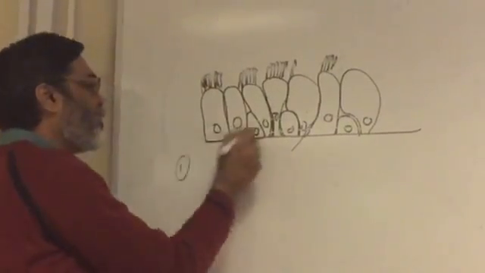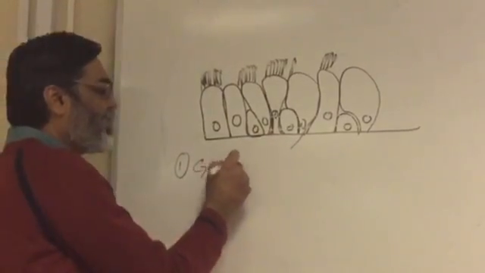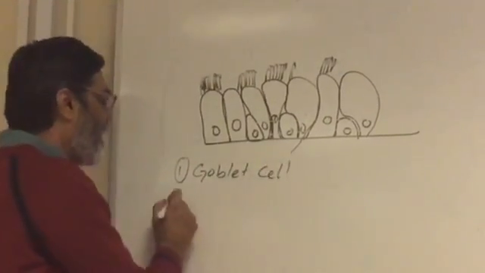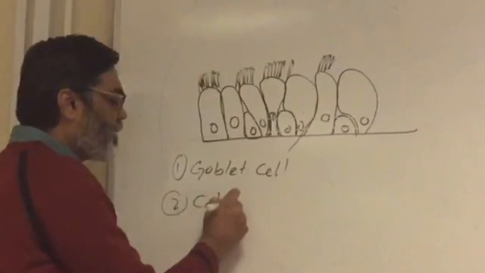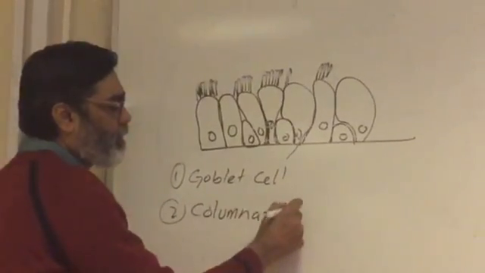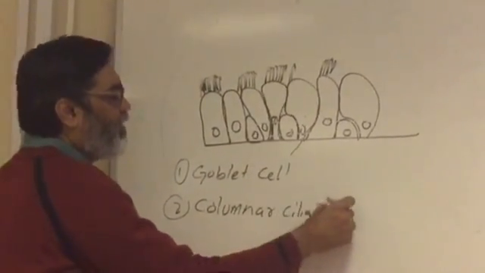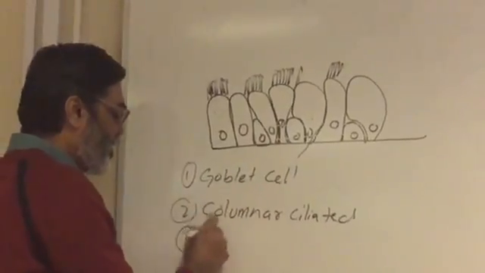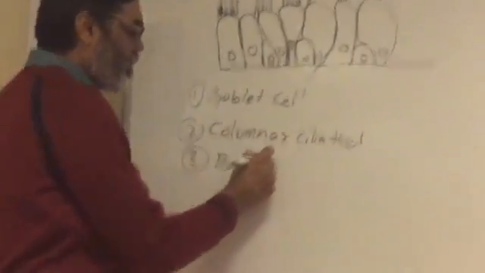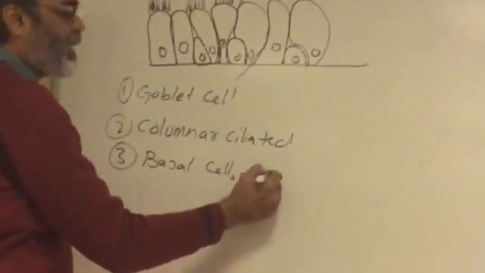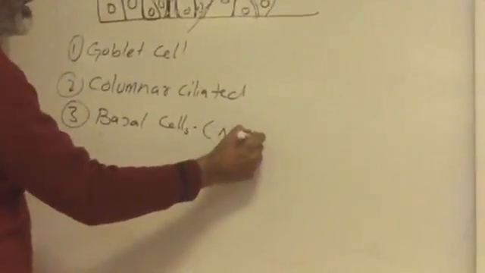So the types of cells: number one, goblet cells; ciliated columnar cells; then we have basal cells. These basal cells are called the neuroendocrine cells.